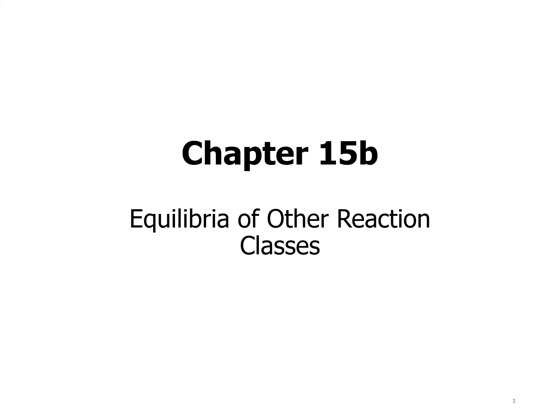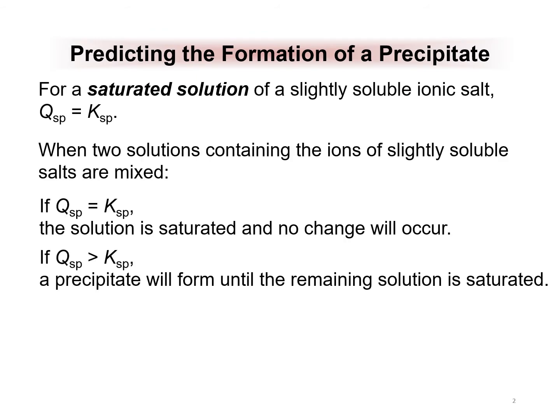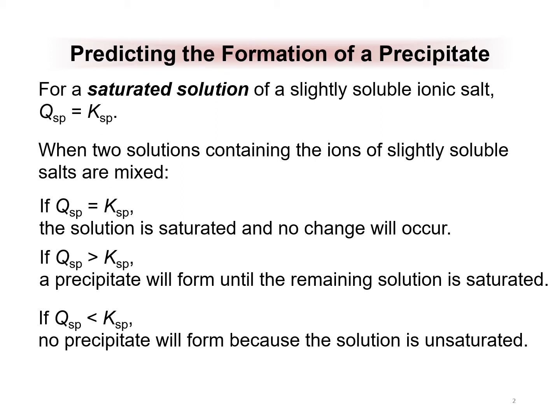So we'll continue in this chapter with the chapter of equilibrium of other reaction classes, and in this video we'll be focusing on how we can predict formation of a precipitate of a particular salt. So for a precipitation reaction, you guys hopefully remember a precipitation reaction is when two different solutions are mixed together such that a precipitate is produced, or an insoluble salt actually precipitates out from the salt solution. So how can we predict if a precipitation is going to happen after mixing two salt solutions or not?